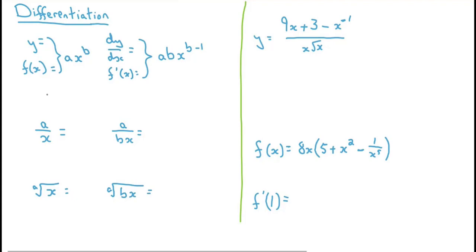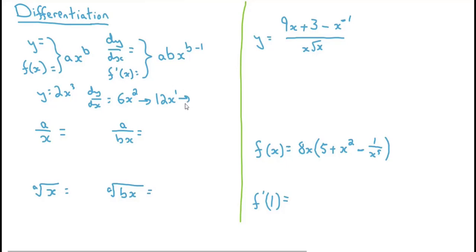So for instance, if you had y equals 2x cubed, dy over dx would be, so 2 times 3 is 6, and then 3 minus 1 is 2. If you were to differentiate that again, you'd have 6 times 2 is 12, and then that drops to x to the power of 1, or just x.